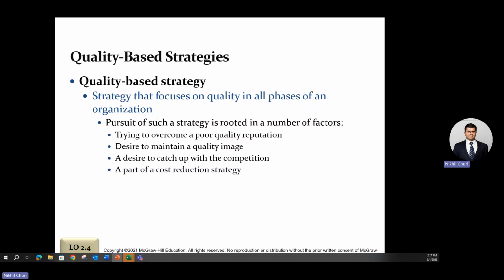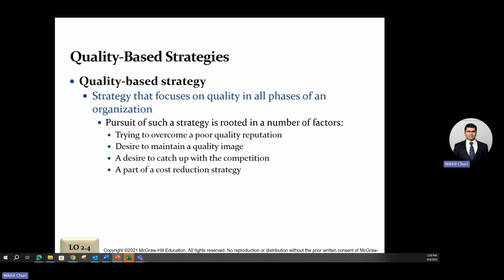The next important strategy is the quality-based strategy. So the strategy that focuses on quality in all phases of the organization is your quality-based strategy. So again, here you pursue such a strategy, which is rooted in a number of factors.